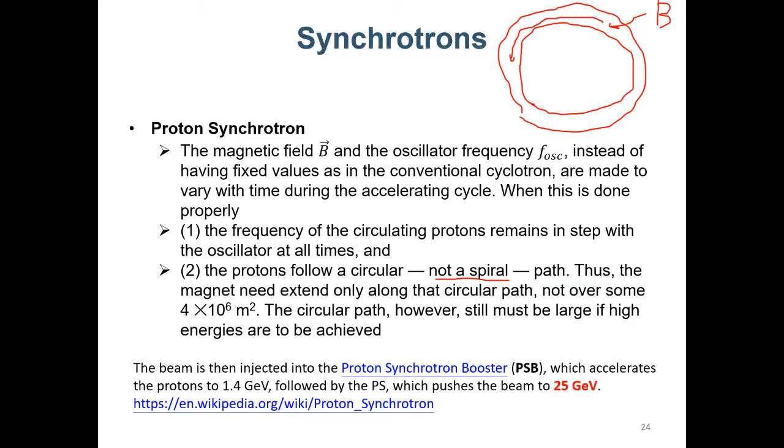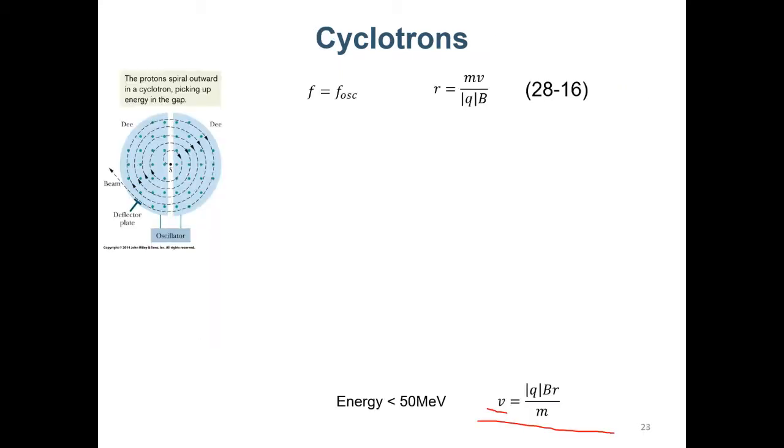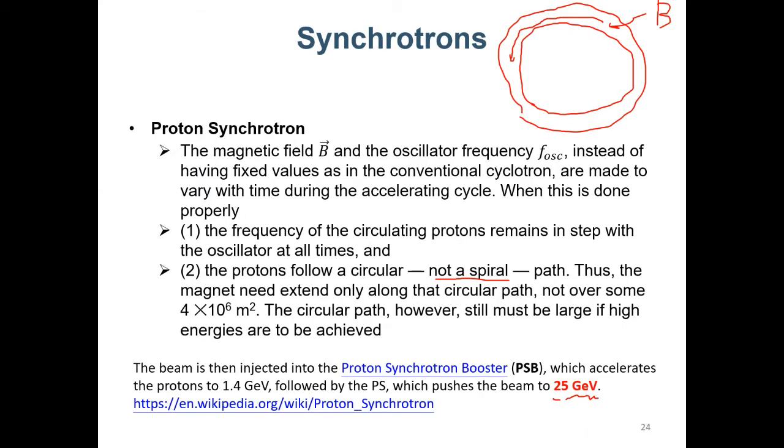So up to 2019, the beam is then injected into the proton synchrotron, which accelerates the proton to 1.4 GeV, followed by the proton synchrotron, which pushes the beam to 25 GeV. So it is something like 500 times larger. This is from Wikipedia, you can check it on this page.